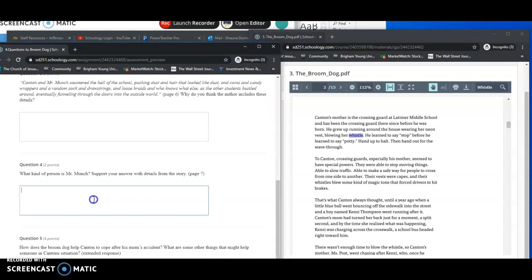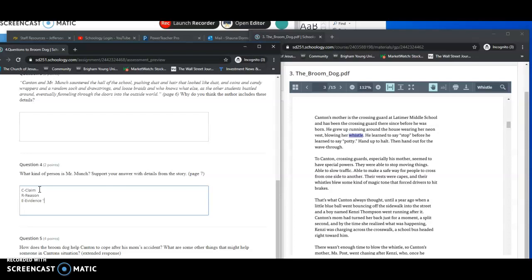And number 4, this is where we can write a CREE. It's asking us to tell what type of character Mr. Munch is. Okay, remember our CREE states our claim, which is reusing words from our prompt, is the reason. Why do we think Mr. Munch is that type of person? Our explanation, or sorry, this is our evidence.